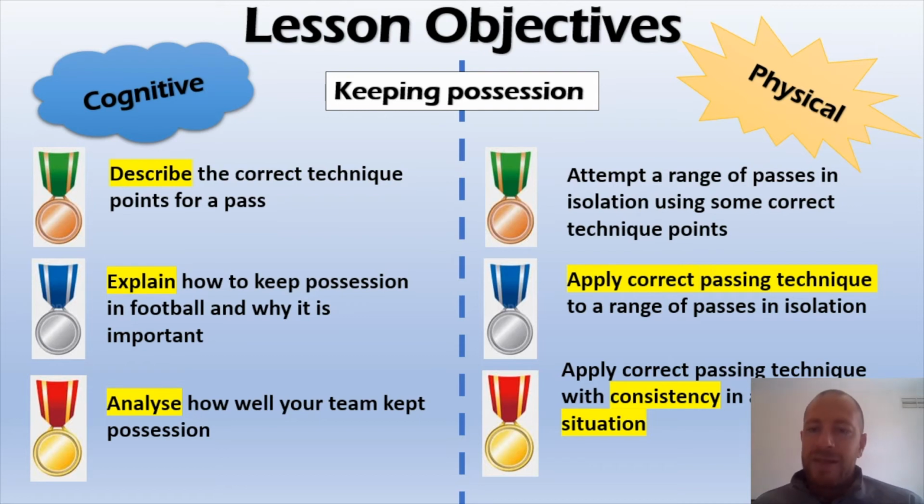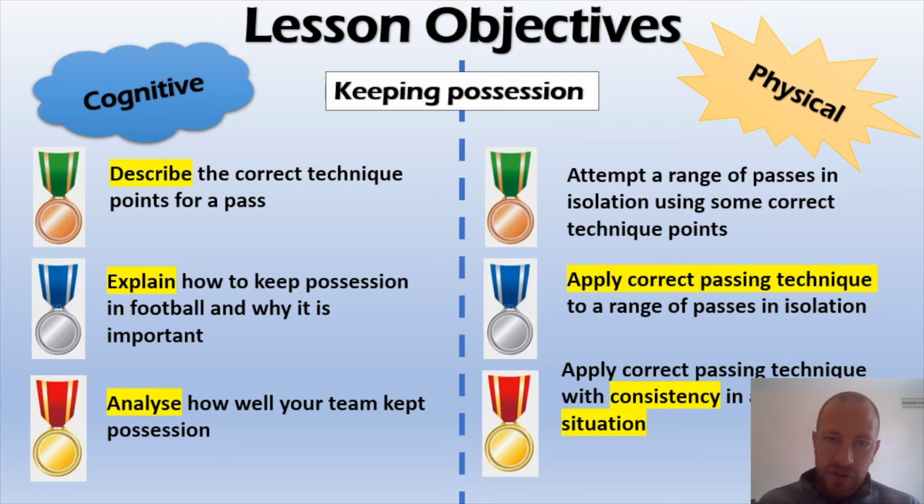So bronze, attempt a range of passes in isolation using some correct technique points. Bronze will usually be around attempting things. It should be something all students can achieve. So it's more about putting in the effort and less focus on the outcome. Silver, we're starting to look at using correct technique, but maybe that's still in isolation. And then gold is correct technique with consistency. So consistency comes into play as we look at the higher levels, and then in a game situation rather than isolation. So a more open skill environment.